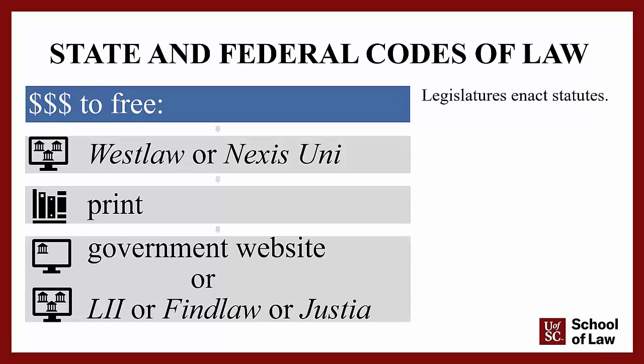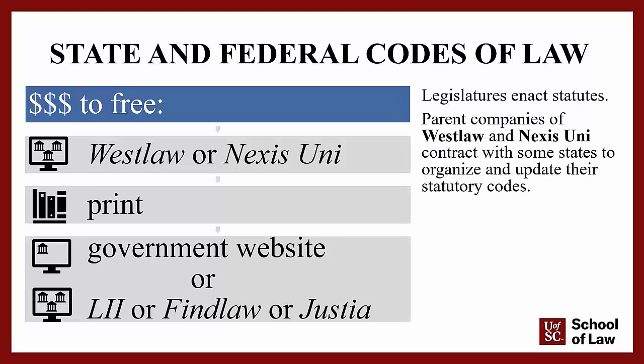Legislatures enact statutes, just like those town councils and county councils enact ordinances. So all of these codes that we're talking about today are statutory codes. And just like MuniCode and American Legal contract with some towns and cities to organize their codes, Westlaw and Nexis Uni, or technically their parent companies, contract with some states to organize and update their statutory codes. The parent company of Westlaw has the contract with South Carolina, and so the print version of the South Carolina Code, the official version, is published by West.